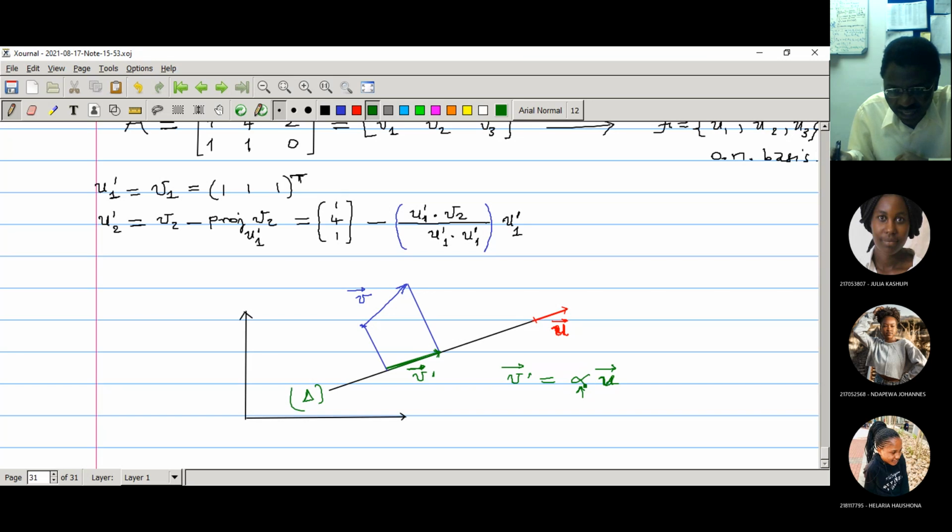Now this alpha is the projection that we are talking about. It's the projection of V along U. It will be the dot product of the two, divided by, because I projected along U, the norm of U squared, which is the dot product of U with U. So that's how you compute that.